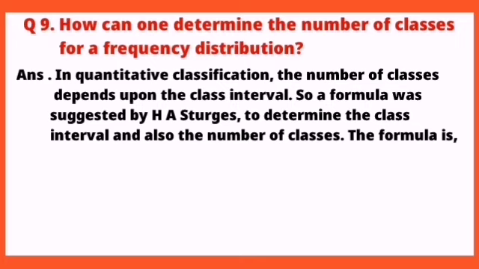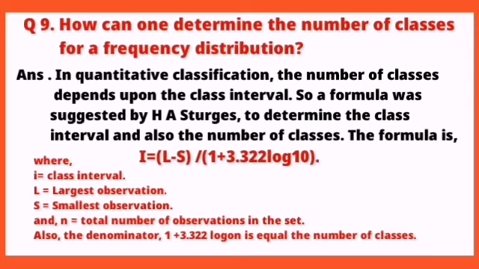The formula is I is equal to (L minus S) divided by (1 plus 3.322 log N), where I equals class interval, L equals largest observation, S equals smallest observation, and N equals total number of observations in the set. Also, the denominator, 1 plus 3.322 log N, is equal to the number of classes.